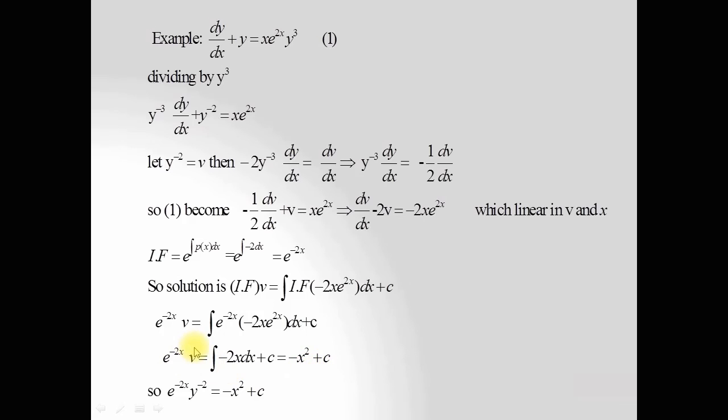Now replacing v by the supposition y^(-2), we have the solution e^(-2x) y^(-2) = -x^2 + c.